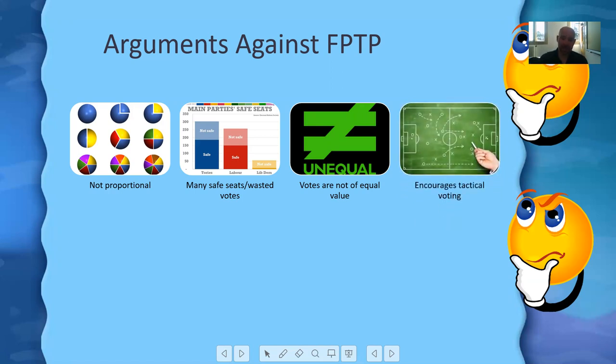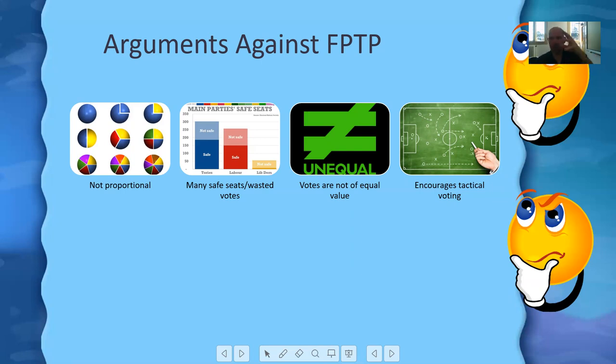It also encourages tactical voting. I've used a little football analogy here, and we talked about that in the previous video, so you should know what tactical voting is. But now I want to explore the idea that it's not really a good thing. It's a workaround. It's a loophole. It's a way of saying, well, I don't like this system.